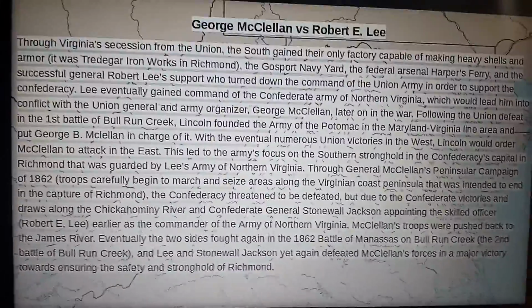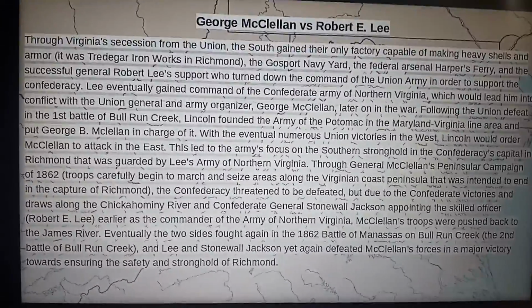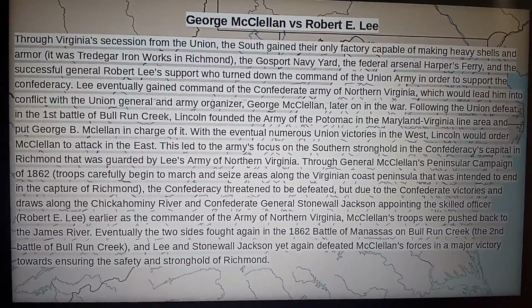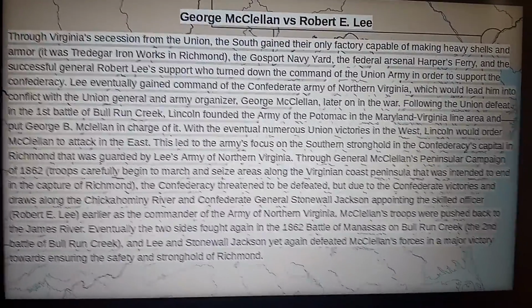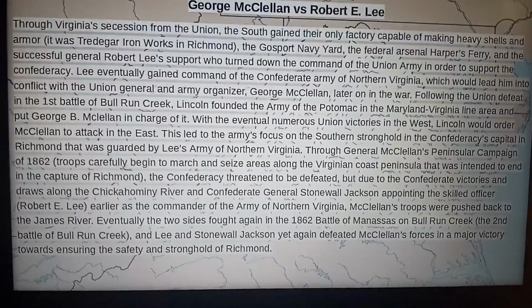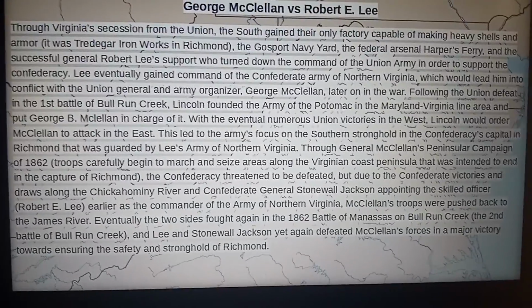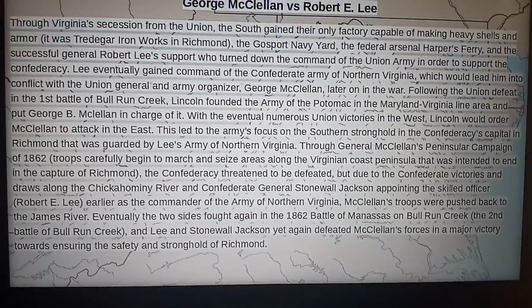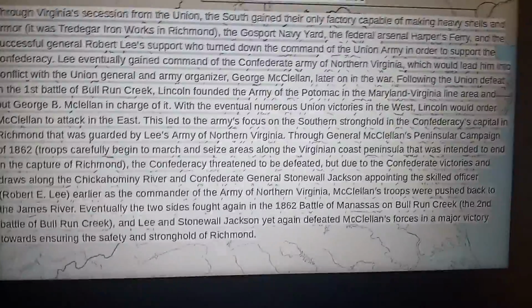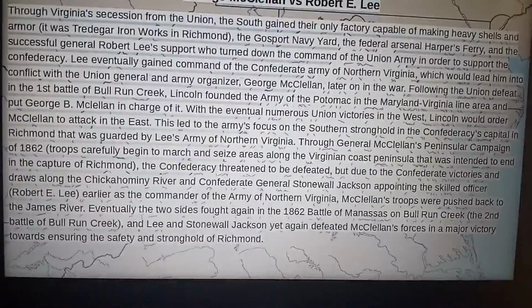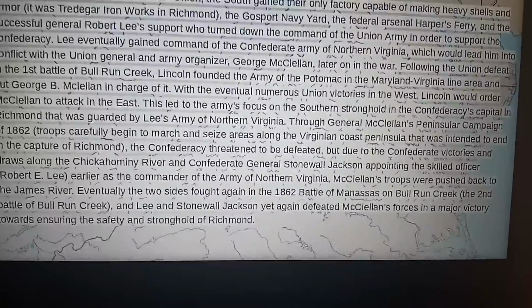Following the Union defeat in the First Battle of Bull Run Creek, Lincoln found the Army of the Potomac in the Maryland-Virginia line area and put George McClellan in charge of it. With the eventual numerous Union victories in the West, Lincoln would order McClellan to attack in the East. This led to the Army's focus on the Southern stronghold, the Confederate capital in Richmond, that was guarded by Lee's Army of Northern Virginia.